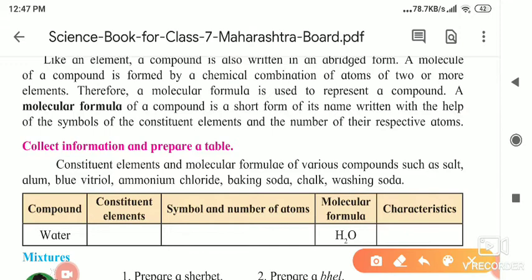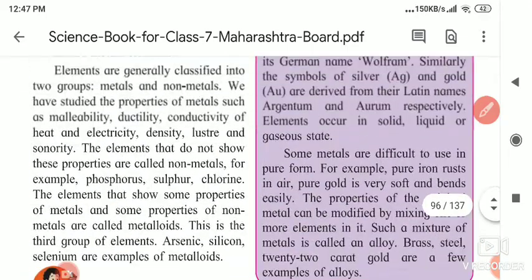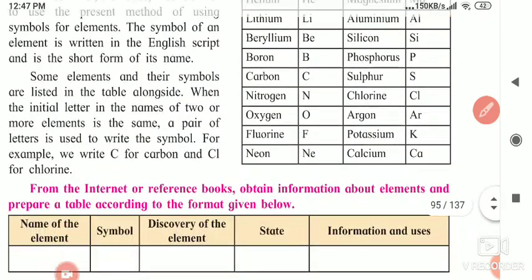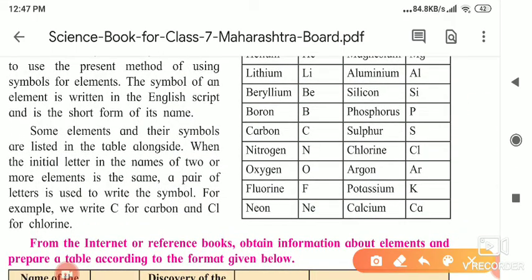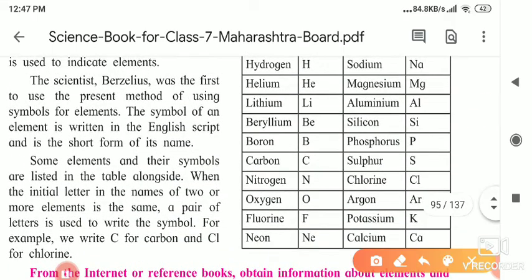What do we say to it? Short form. Here it is written, a molecule of a compound is formed by the chemical combination of atoms of two or more elements. Therefore, a molecular formula is used to represent a compound. A molecular formula of a compound is a short form of its name, written with the help of the symbols that we have already studied. Some element symbols are given here.